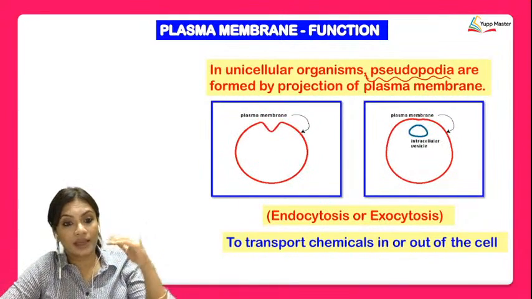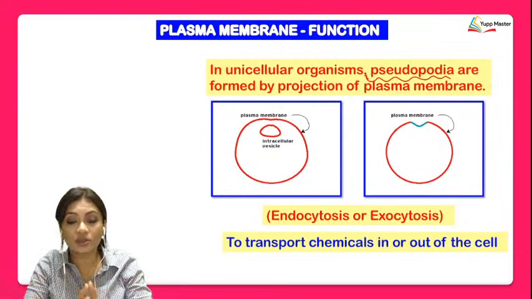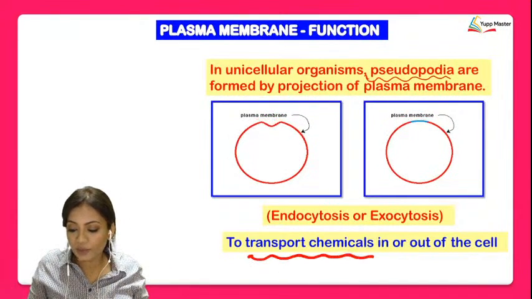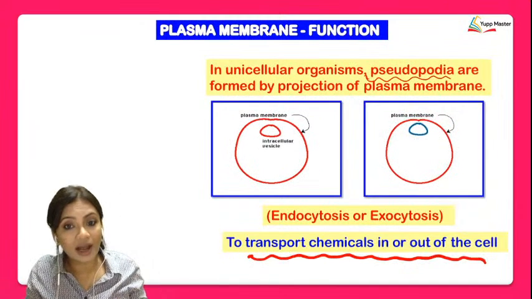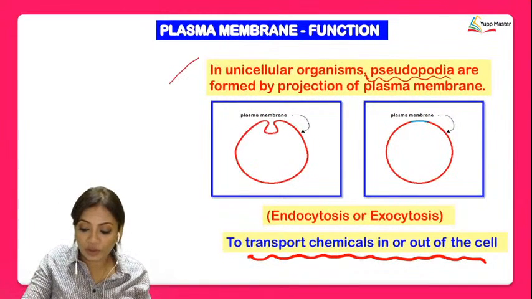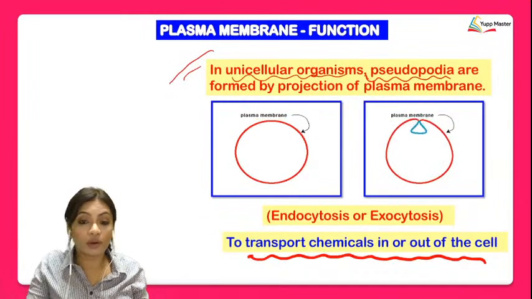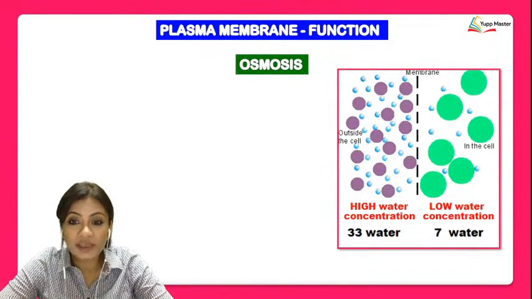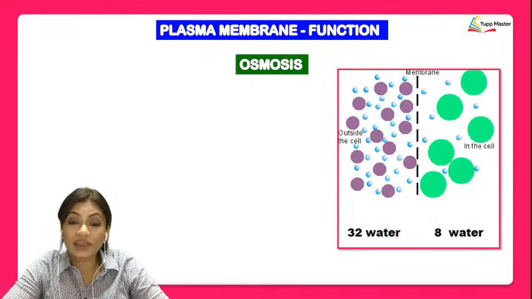They would be either endocytosis or exocytosis. So basically it allows the transport of chemicals in or out of the cell, and this we're talking about the unicellular organisms. Now after this, it also helps in an important process which is called osmosis.